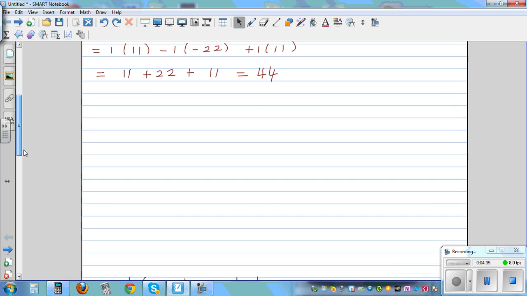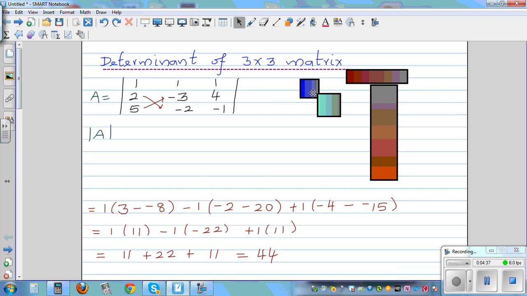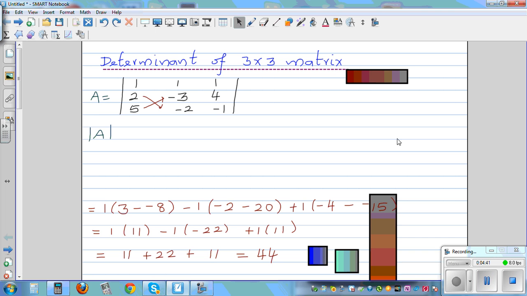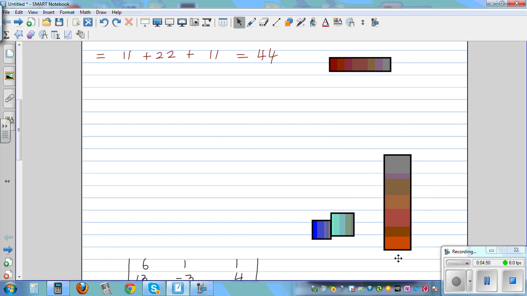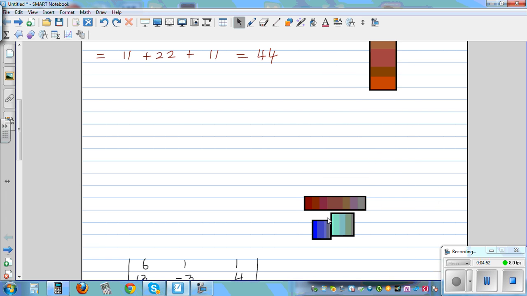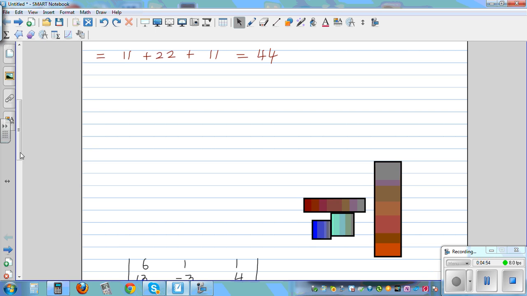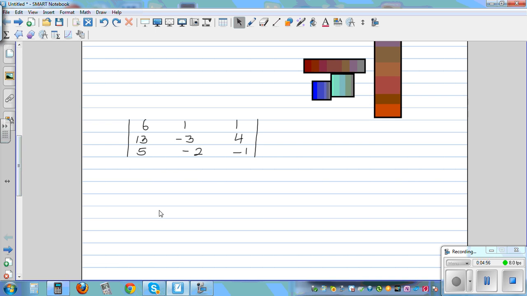Okay, so let us do one more example. So let me pull this down. I would like you to do this yourself for the next question. You can pause the video and try to find the determinant. So this is something that you learn by practice. So let me call this matrix P, and we want to find the determinant of matrix P.